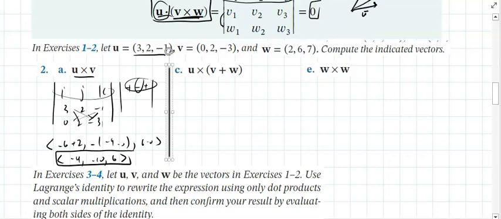Again, I like to write this with components. Find u cross v plus w. Well, you could do v plus w first. V plus w is pretty much 2, 8, 4. Yeah, just add the components.